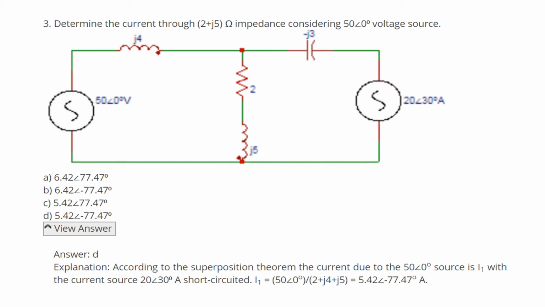The explanation is here. According to the superposition theorem, the current due to the 50 angle 0 degree source is I1, with the current source 20 angle 30 degree open circuited. So I1 equals 50 angle 0 degree divided by 2 plus j4 plus j5 impedances, which equals 5.42 angle minus 77.47 degree. This is the correct answer, D.